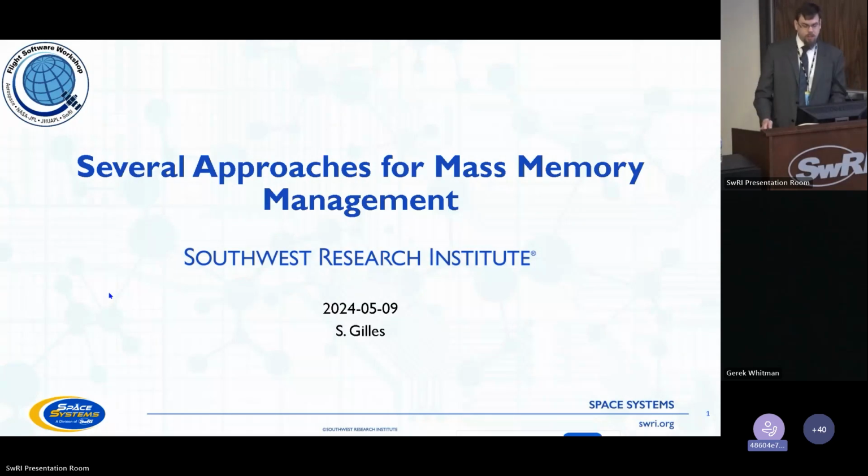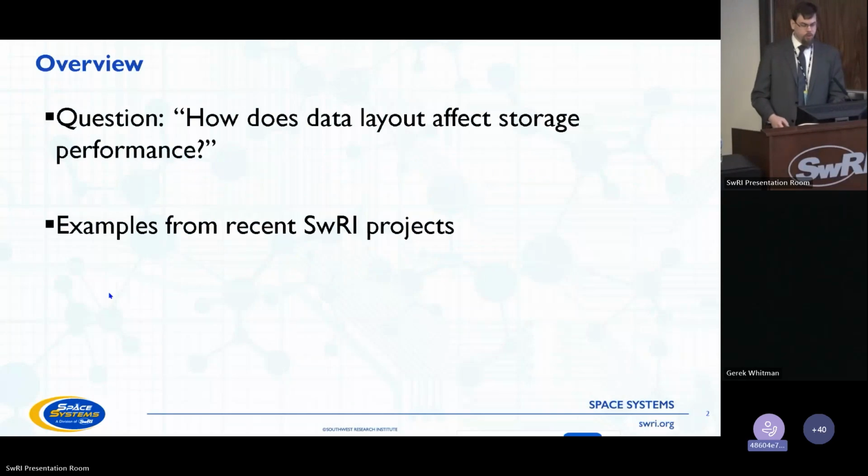This is the last block of the conference. I'll get right into it. This talk is about mass memory management, that is hard drives for satellites. And the question that I'll be addressing is, how does data layout affect storage performance?